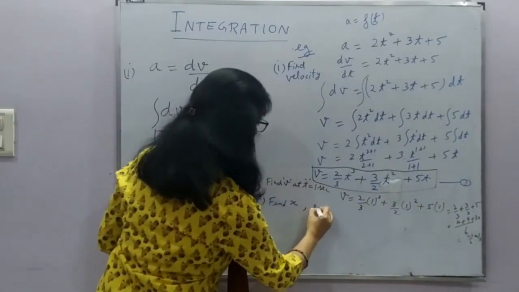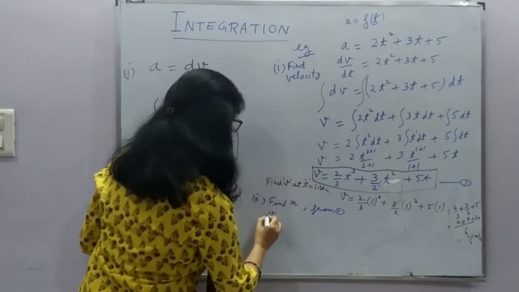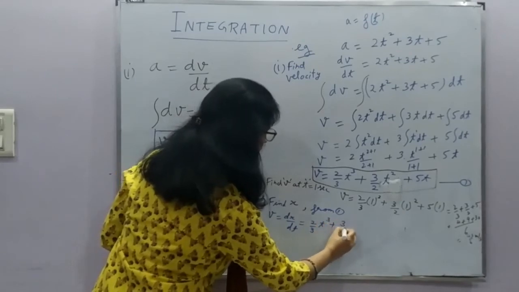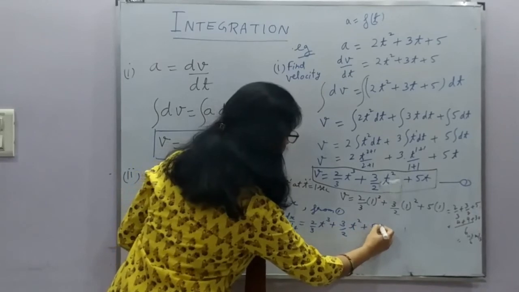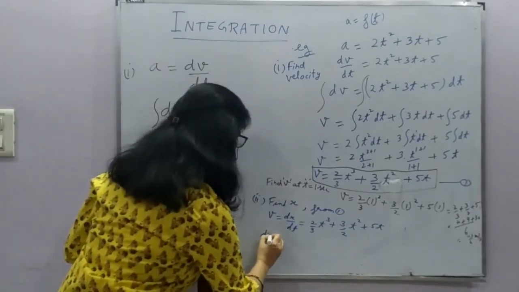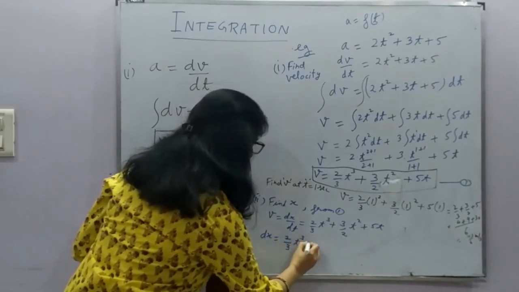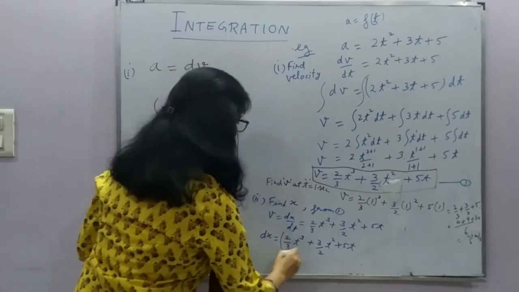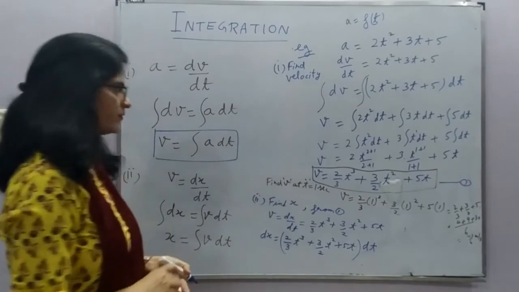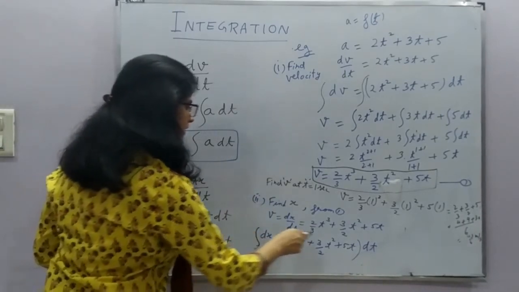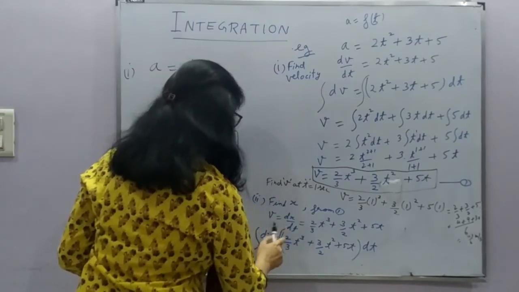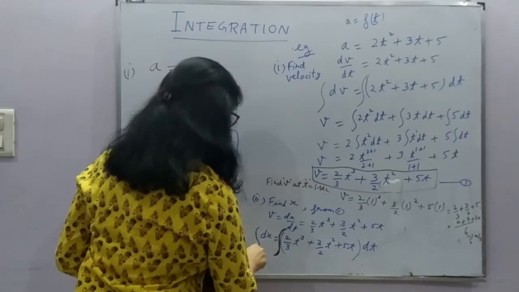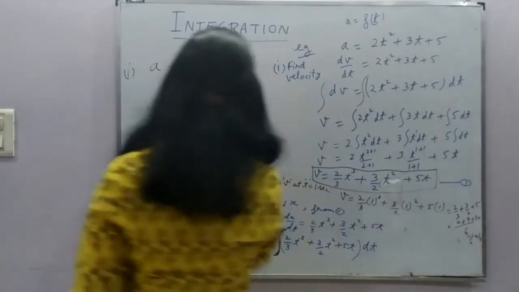So from expression 1, v can be written as dx by dt. And this is what? 2 by 3 t cube plus 3 by 2 t square plus 5t. Right? So dx can be kept on one side and 2 by 3 t cube plus 3 by 2 t square plus 5t can be kept on the other side, and I can cross multiply this like this. Now after this I can integrate both the sides to find the expression of displacement. So this is the symbol of integration, right? So from here, I hope you understood this concept.